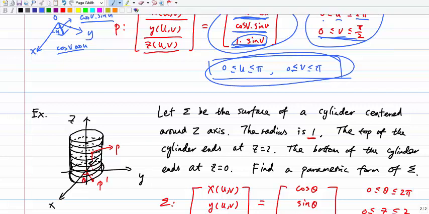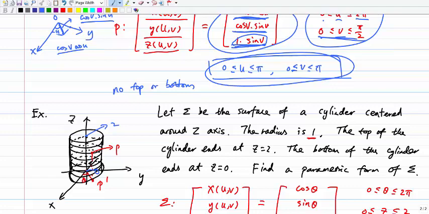So this is the second example. Let sigma be the surface of a cylinder centered around the axis. The radius is 1. The top of the cylinder ends at 2, so here is 2. The bottom of the cylinder starts at 0, so this is just 0. I want to find a parametric form of this surface. And of course, I'm going to talk about the outside surface. I'm not talking about the top or bottom, only about the side. So I want to find a parametric form of this sigma.